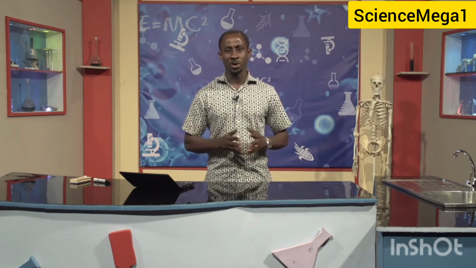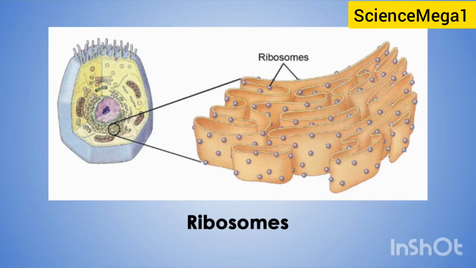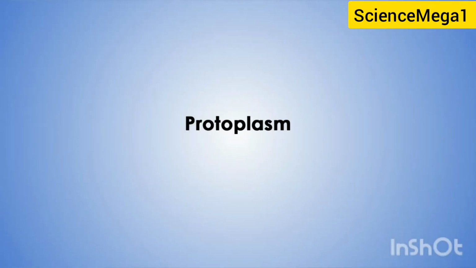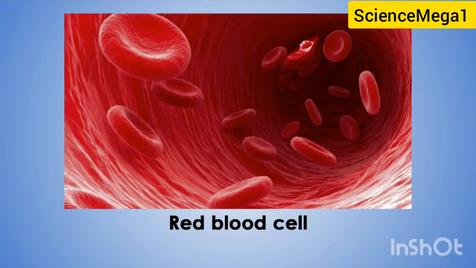Chromatin contains DNA, the molecule of inheritance which controls the activity of the cell. The nucleus also contains one or more nucleoli, or nucleolus in the singular form, which manufactures ribosomes. The nucleus and the cytoplasm constitute the protoplasm of the cell. The only cell without a nucleus is the red blood cell in animals.